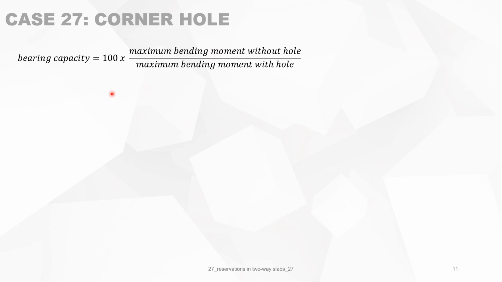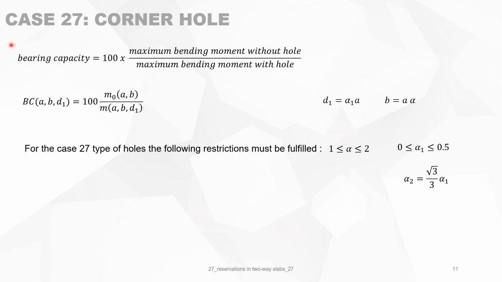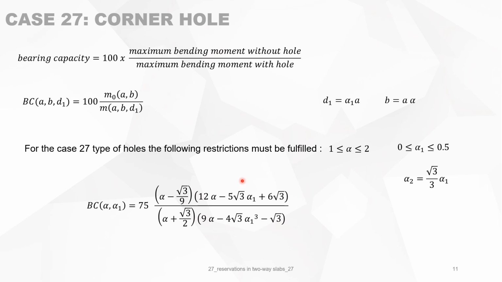Bearing capacity, we defined it as 100 times the maximum bending moment without the hole divided by the maximum bending moment with the hole. In the formulation, it looks like this. We work with unitless parameters, and the case 27 type of hole or reservations must have the following restrictions. This is following the yield line. And then we can substitute this in the formula of the bearing capacity. Substitute M0 and M, and we have this formulation.